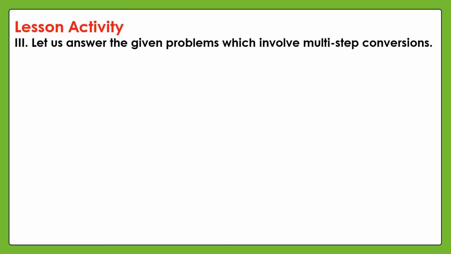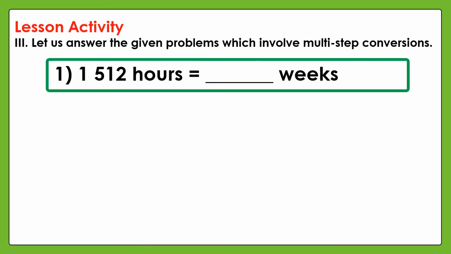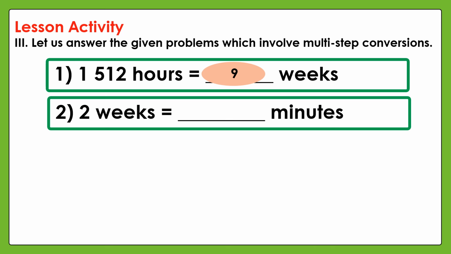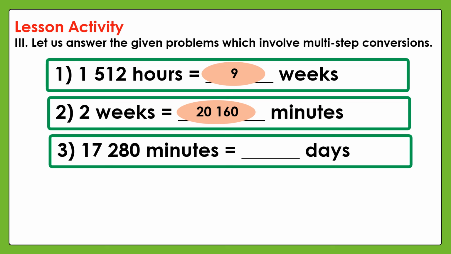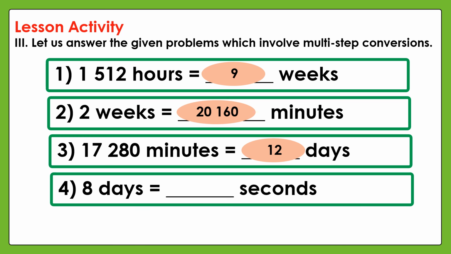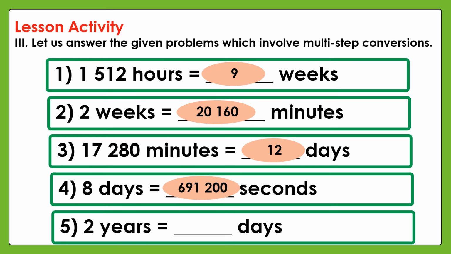Part 3. Let us answer the given problems which involve multi-step conversions. Number 1, 1,512 hours is equal to 9 weeks. Number 2, 2 weeks is equal to 20,160 minutes. Number 3, 17,280 minutes is equal to 12 days. Number 4, 8 days is equal to 691,200 seconds. And number 5, 2 years is equal to 730 days.